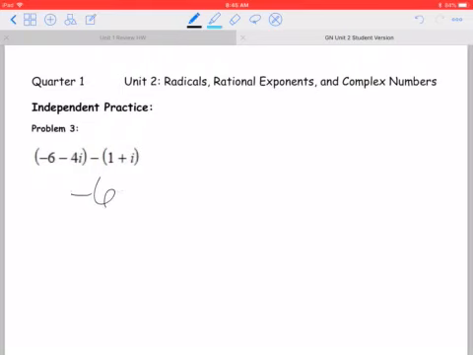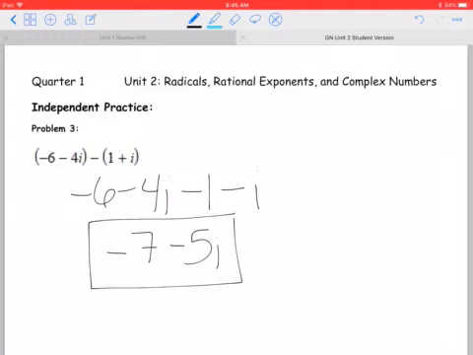Okay, you should get -6 take away 4i, take away 1, take away i. Go ahead and add any like terms, so real numbers together, imaginary numbers together. Okay, you should get -7 take away 5i as your final answer.